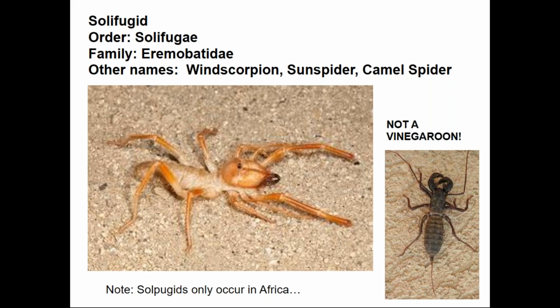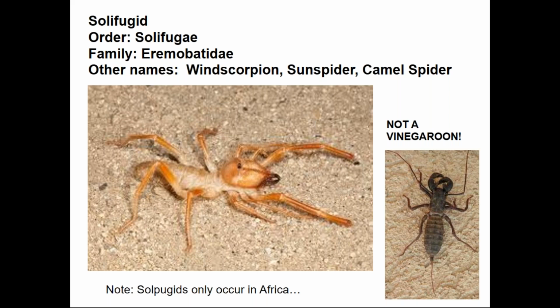Some people call them solpugids, although technically solpugids only occur in Africa. That's a family that doesn't occur here. All of these things are in the order Solifugae, so you could call them a solifugid. You could call them an eremobatid, which is the family that they're in. Call them whatever you want, but just don't call them a vinegaroon.